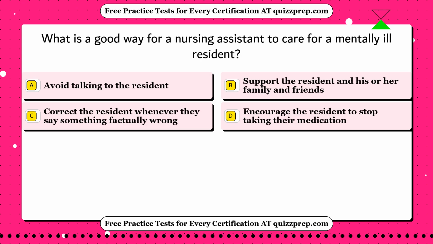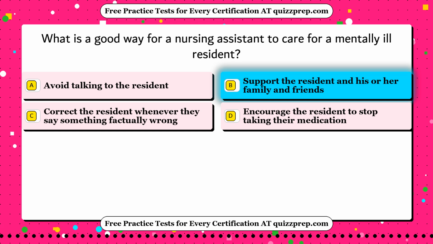Question 28. What is a good way for a nursing assistant to care for a mentally ill resident? Option A, avoid talking to the resident. Option B, support the resident and his or her family and friends. Option C, correct the resident whenever they say something factually wrong. Option D, encourage the resident to stop taking their medication.